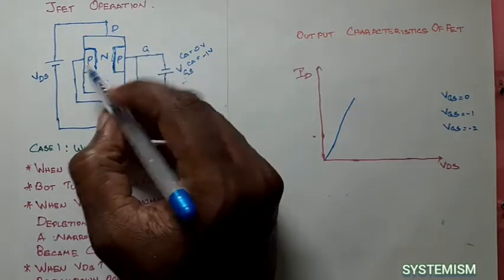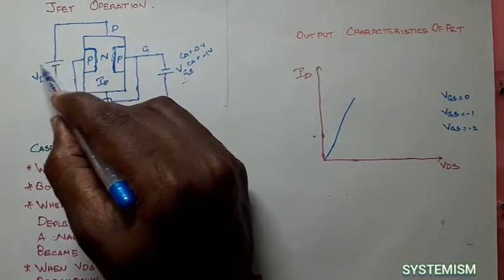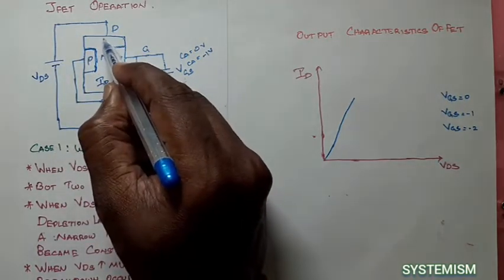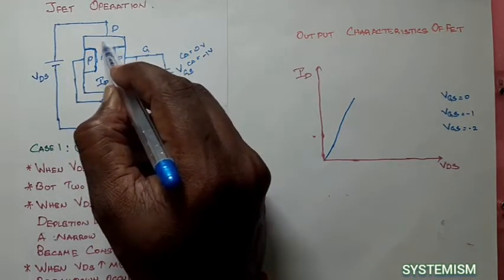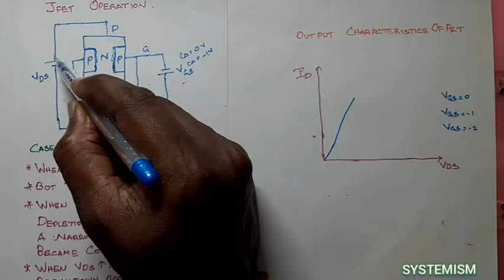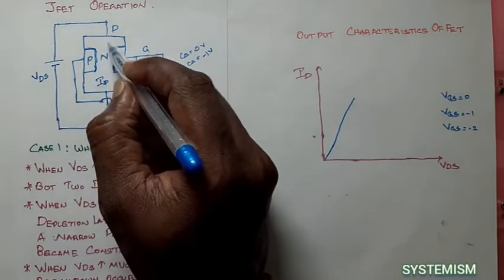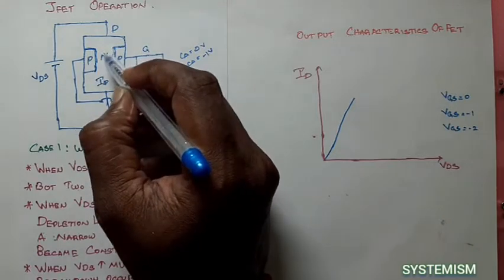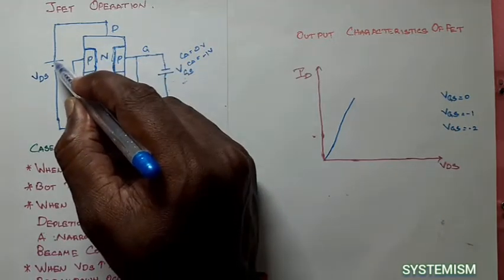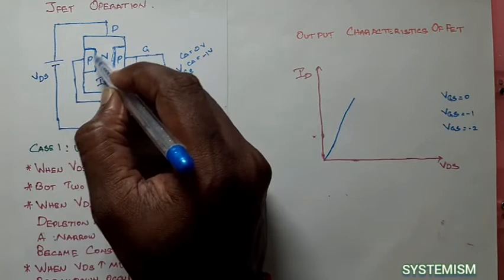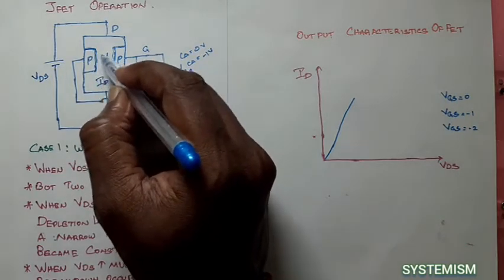Now I am giving a positive voltage. Positive voltage is connected to the N-type layer. The positive terminal is connected to the N-type layer of this PN junction. What is the bias for this PN junction? N is connected to positive voltage. Then what is this bias? This bias is called a reverse bias.